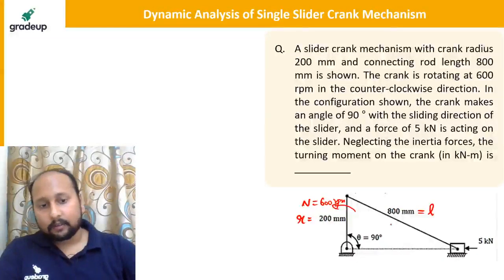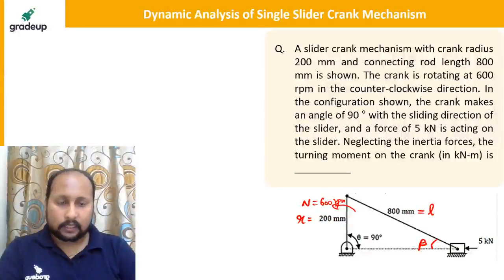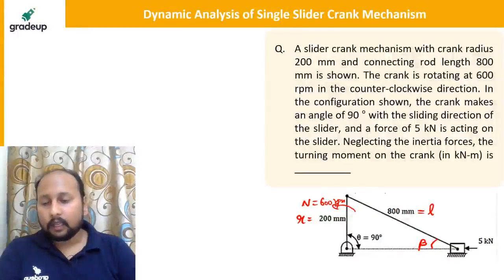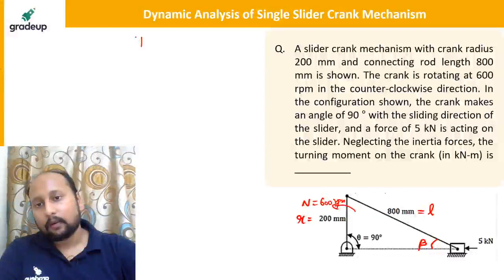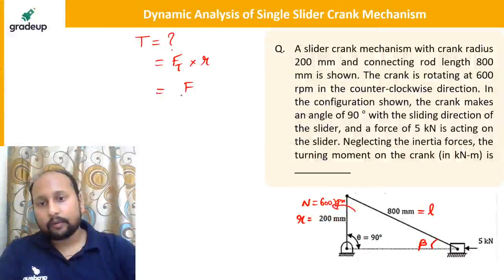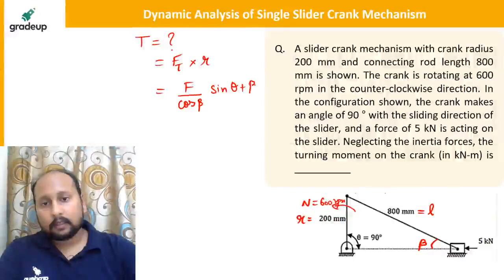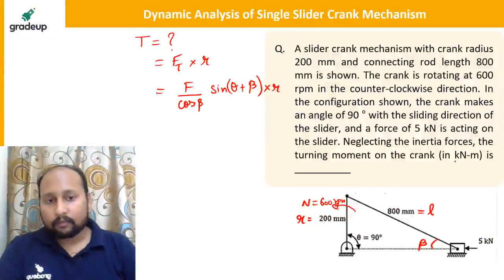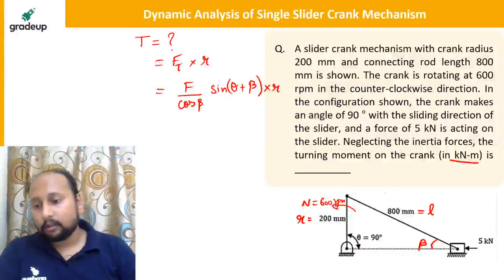It makes an angle theta equal to 90. Let us suppose this is beta. Neglecting the inertia forces, calculate the turning moment. You have to tell me what is the turning moment. That means they are asking the value of T, and T is equal to Ft into R. And what is Ft? Ft is equal to F by cos beta into sin(theta plus beta) into R. Quickly solve it and tell me what will be the turning moment in kilonewton meter.